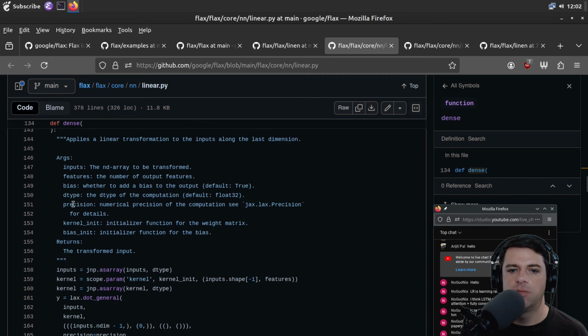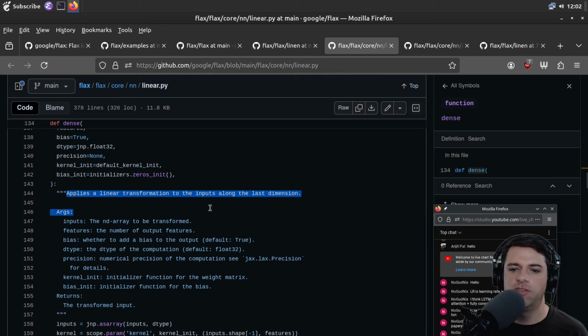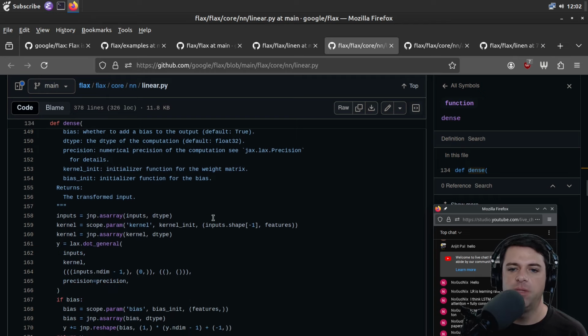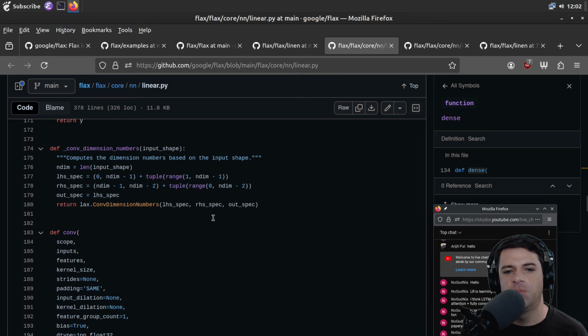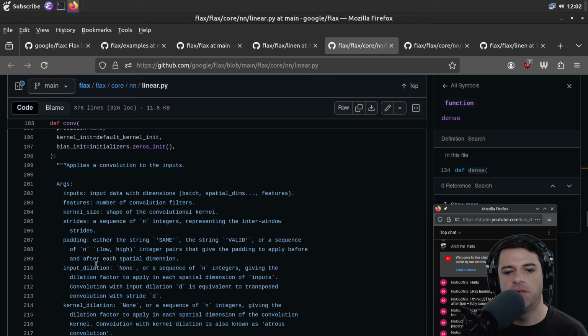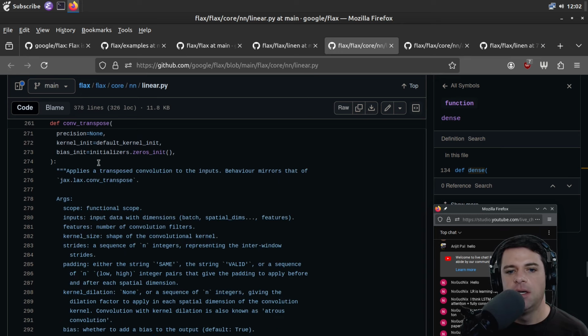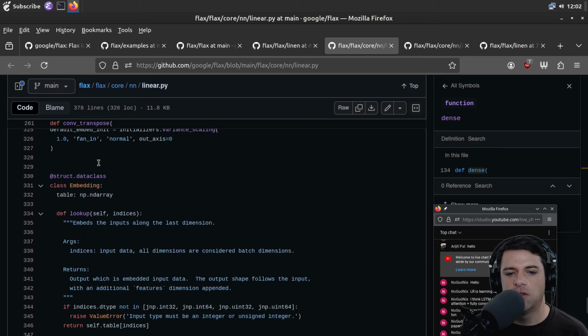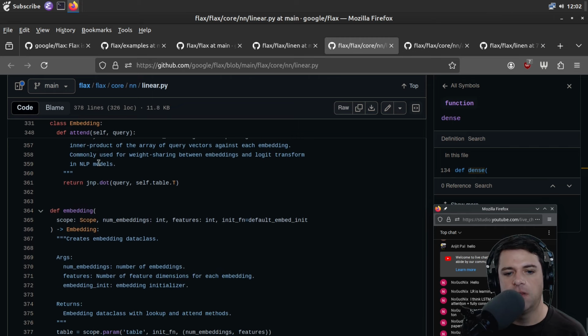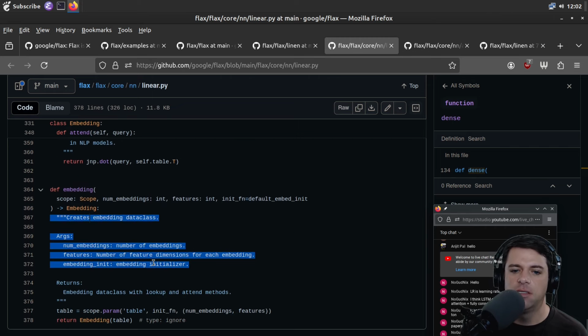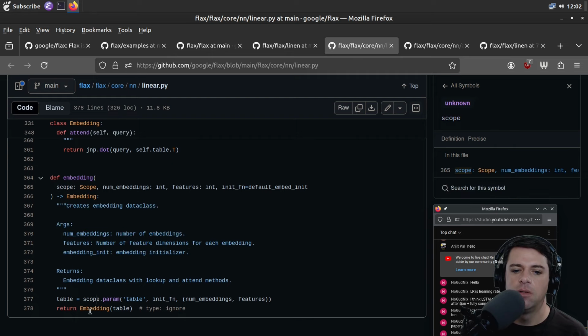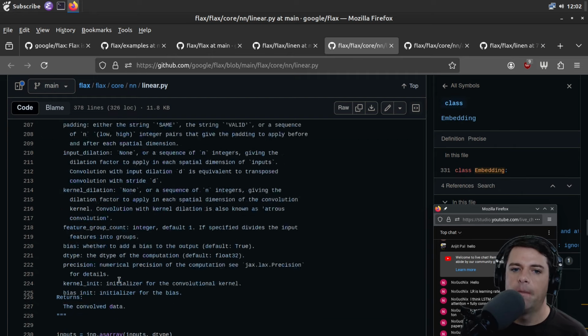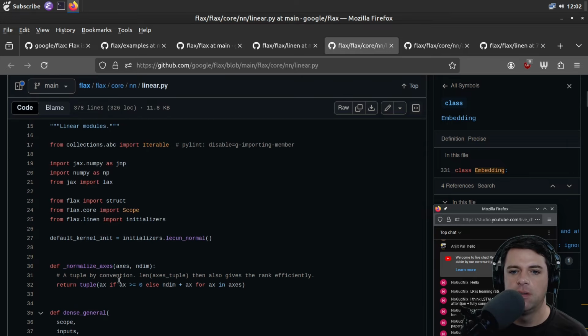Dense, I'm guessing this is some sort of dense linear something or other. Applies a linear transformation to the inputs along the last dimension. I don't know what the last dimension means, but you pass some array and you get a linear thing. The conv is probably a convolution. Applies a convolution to the inputs. Okay, so conv transpose, etc. So these are like standard math things, I think. Embedding creates an embedding data class. Is this embedding thing something we've imported?